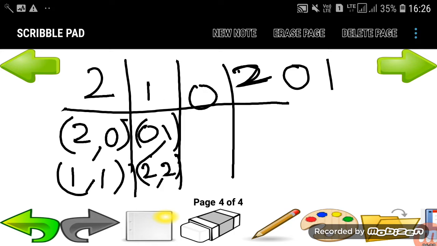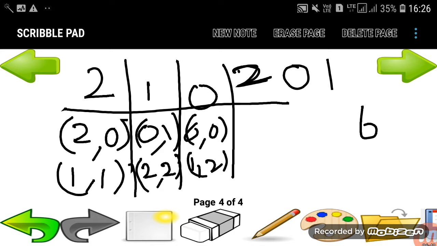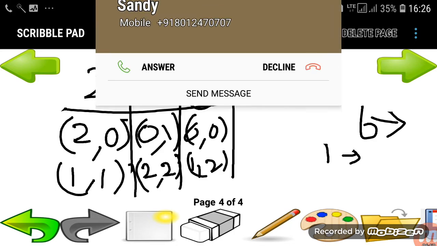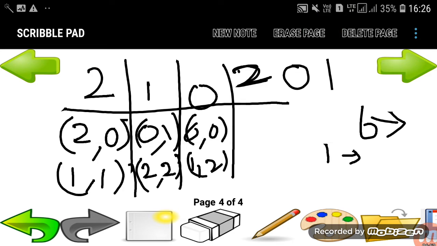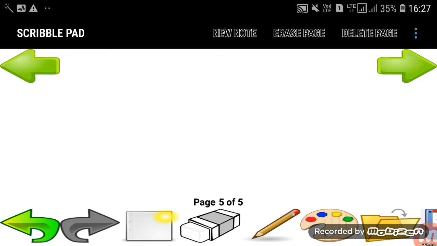Okay, so for 0 we will check. For 0 there are two possible ways, 0 comma 0 and 1 comma 2, because 3 mod 3 is 0, so 1 plus 2 mod 3 gives 0. Now we have 6 choices totally. Out of these we should pick one choice for whatever remainder we are going to take.